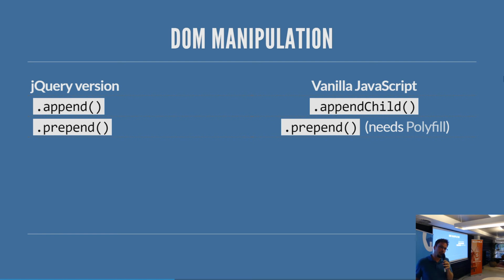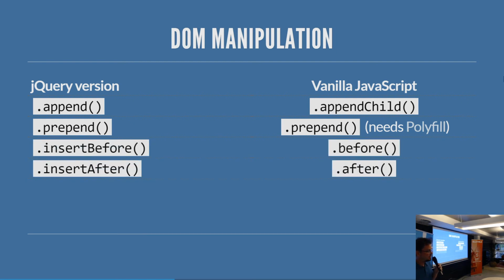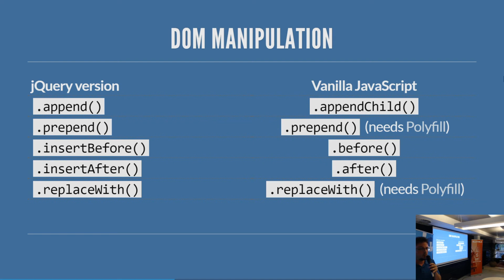I don't know why the W3C decided to vary the names a bit, because, for example, append is appendChild, whereas prepend is not prependChild, but prepend. But that's just a quirk. Some of these need polyfills. They're pretty small, so not a big problem.